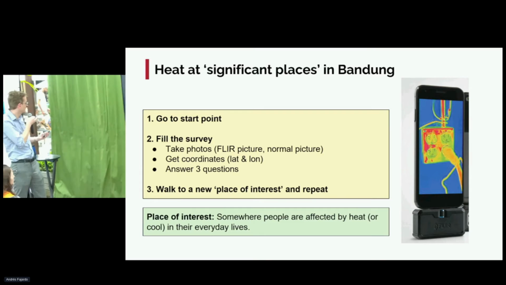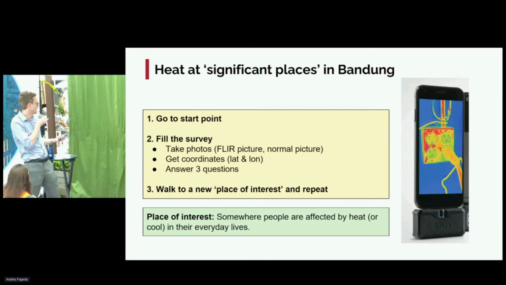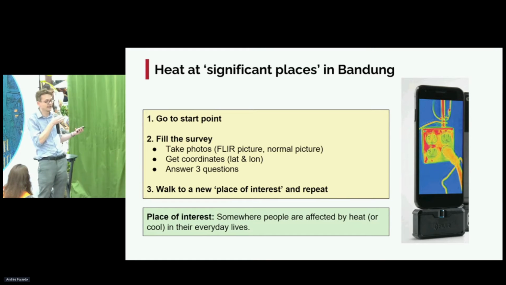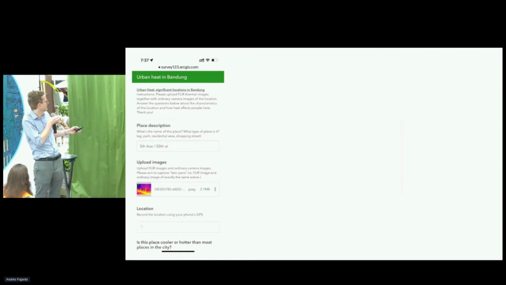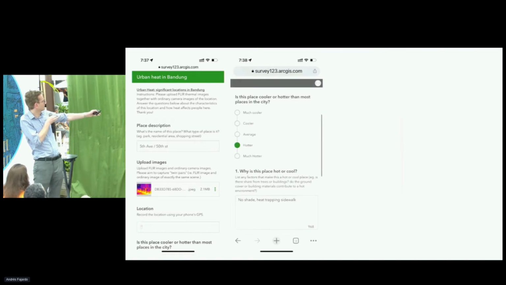We were asking them to identify a place of interest, somewhere where people are affected by the heat or the cool in their everyday lives. And go to the start point, fill out a simple smartphone survey, take a thermal image and an ordinary image, and provide us a couple of lines of reflection. Why is it hot here? Why does it matter?